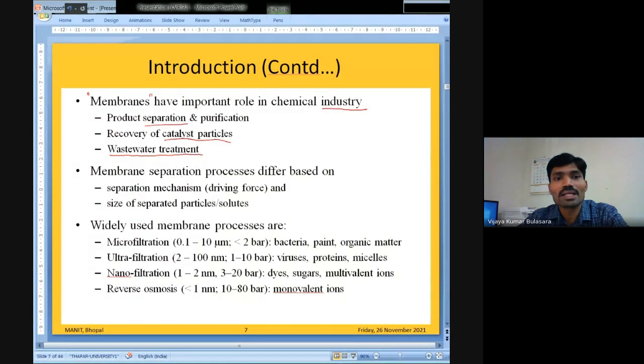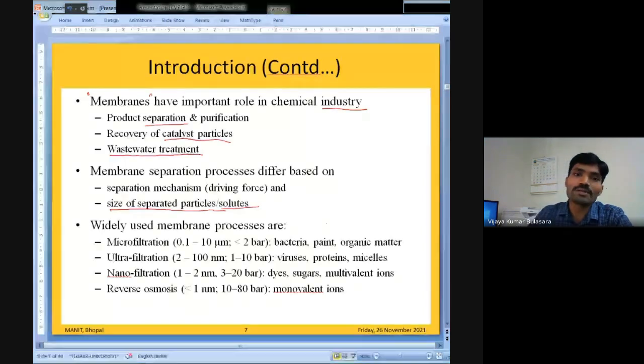Similarly, there are different membrane separation processes. They differ based on the separation mechanism, that is, the driving force. As we talked about, pressure-driven membrane processes are the most common in wastewater treatment. Similarly, the driving force can be a concentration difference, or it can be an electrical potential difference. The separation process also differs based on the size of the separated particles or solutes. So if we know the average size or approximate size range of the particles or solutes to be separated, then we can choose the proper membrane separation process.